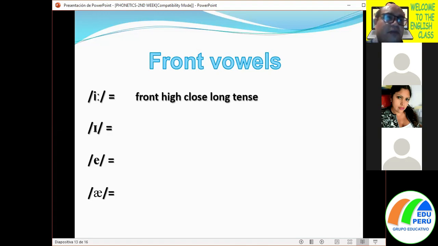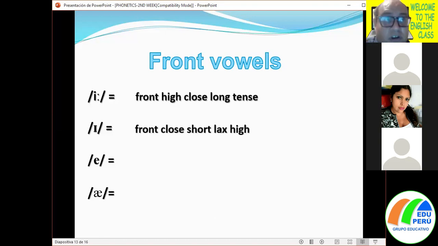Long, remember, because you can notice the two points, the two small triangles. It's long, and if it is long, it's tense. So here you have the five characteristics of the vowel E: front, high, close, long, tense. Let's pass to the other one.